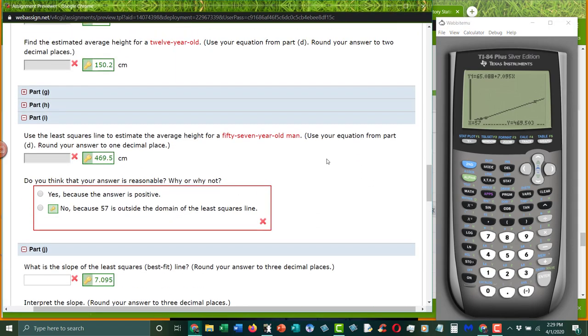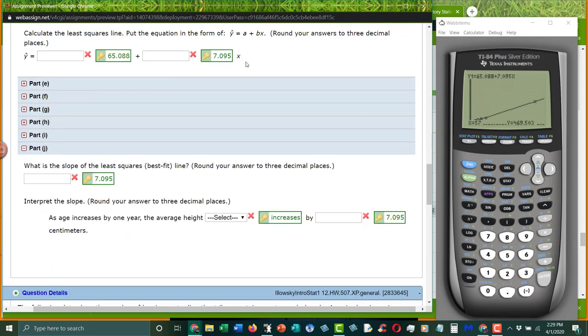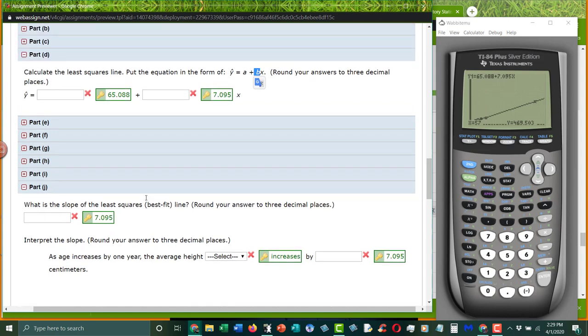And then what is the slope? Well, the slope is the one with the x. Okay, this is a plus bx format. So this is your y-intercept. This is your slope. That's all it is. What does the slope mean? Well, as x goes up, which is years, as we go up 1 year, because it's positive, it increases by whatever the slope is. Okay, and that's how you're going to do every one of these problems.